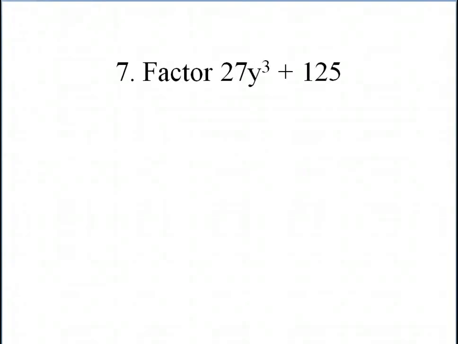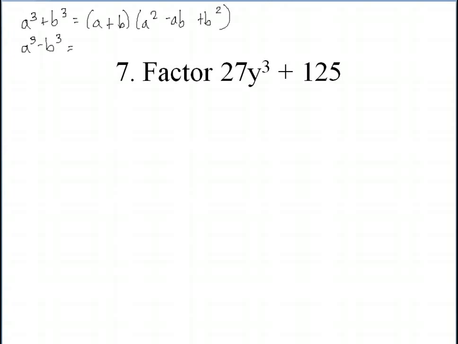Okay, the last type of problem that we're going to review is factoring the sum or difference of two cubes. So we have to remember the formula. So for the sum of two cubes, a cubed plus b cubed factors to a plus b times a squared minus ab plus b squared. And then the difference of two cubes is a cubed minus b cubed equals a minus b times a squared plus ab plus b squared. So we're going to apply this in this problem.